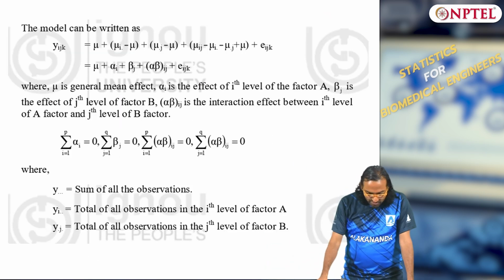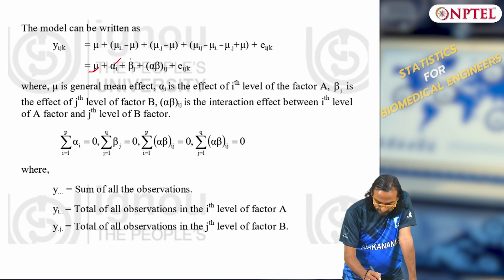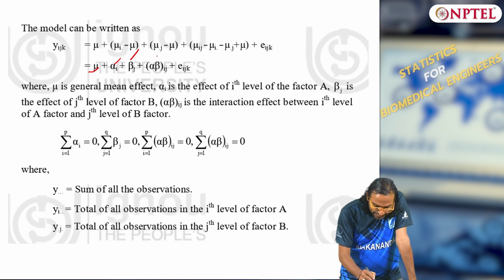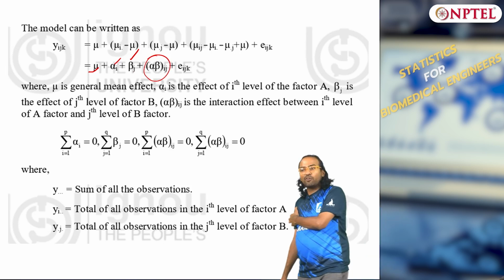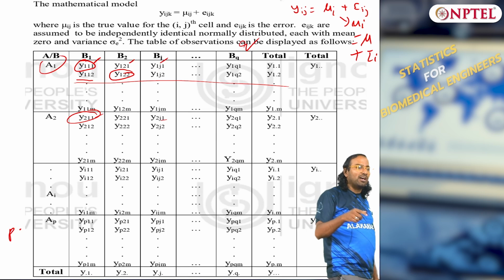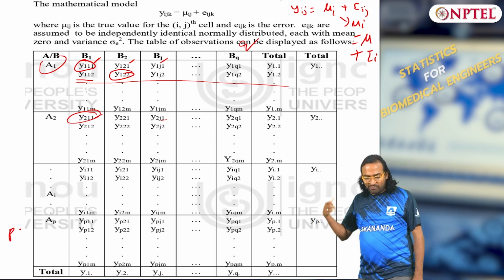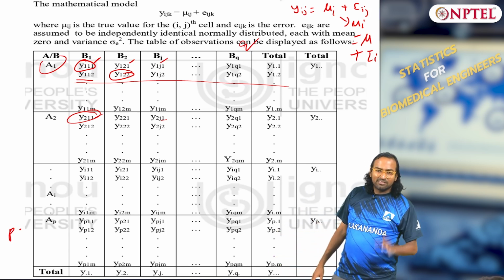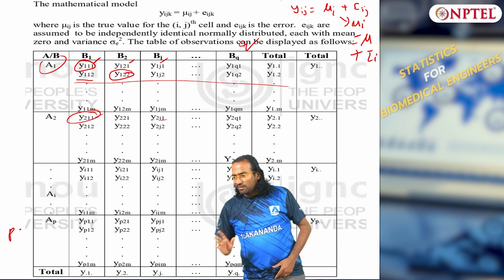If I have to do mu plus alpha I plus beta j, then I have interaction, which is alpha beta Ij. That is why I have written mu Ij plus epsilon Eijk. Of course E is Gaussian 0 comma sigma squared, we usually assume that. It is independent, identically distributed with 0 mean and variance sigma E squared. That is the assumption we make always, the Gaussianity assumption.